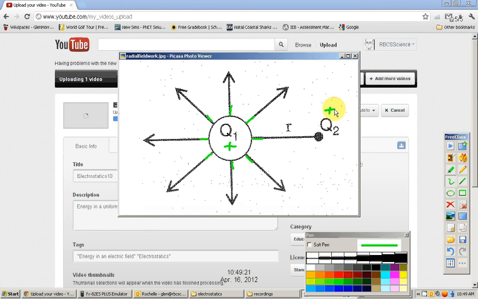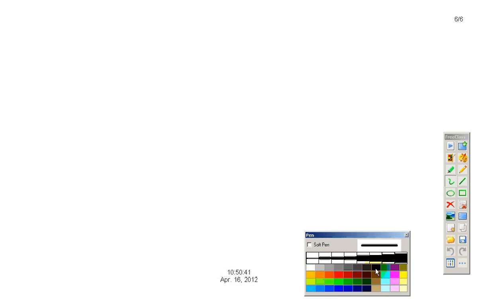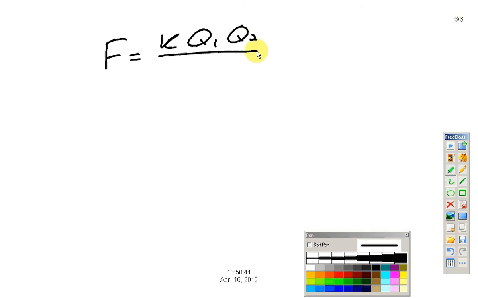So the formula we get for this is as follows. Let me just open up a new page. U is equal to K Q1 Q2 over r. Now it's not the square of the distance, it's only the distance between them.